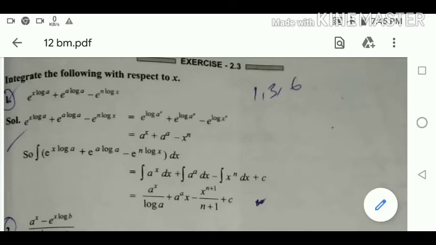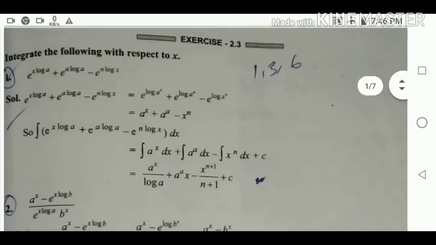So e power x log a is changed into e power log a power x. Likewise, e power a log a is changed into e power log a power a, minus e power n log x is changed into e power log x power n. So e and log are cancelled. This is the logic: e and log are cancelled. After cancelling e and log, we are getting a power x plus a power a minus x power n.